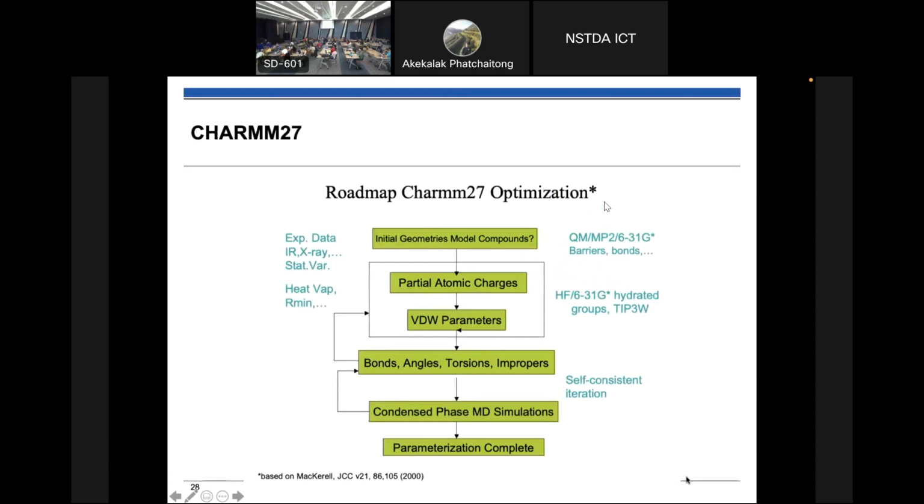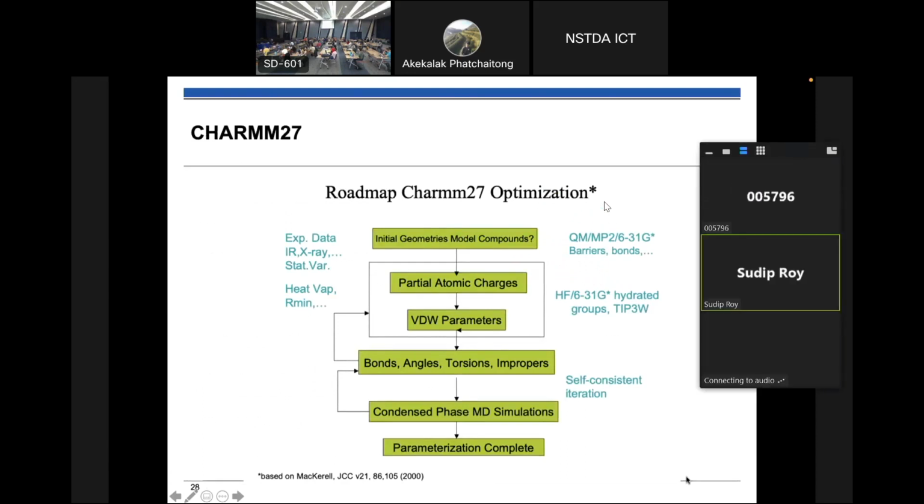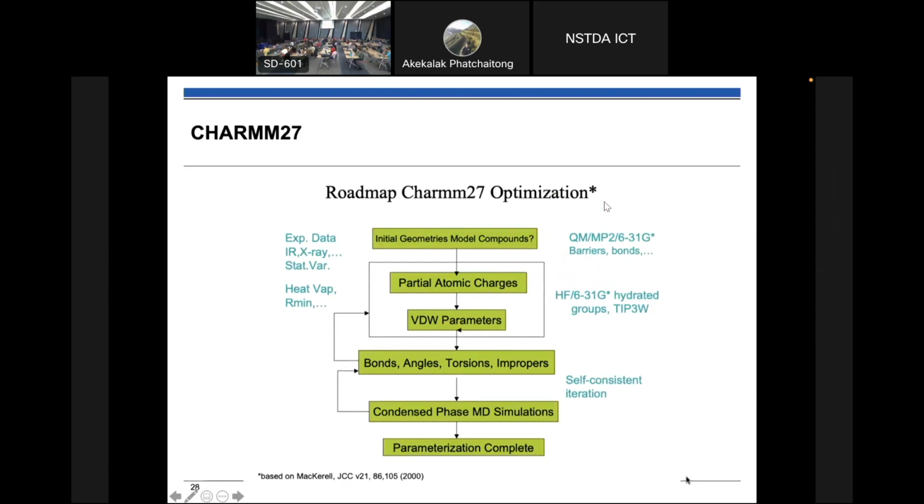Now I'm quickly shifting gears a bit, just to show you that all the force fields which have been developed already also use a very similar roadmap. So this is like a roadmap for CHARMM 27, a very well-known force field. You will be coming across it quite often. If you see, initially what they started doing is the initial geometry, the model compound.